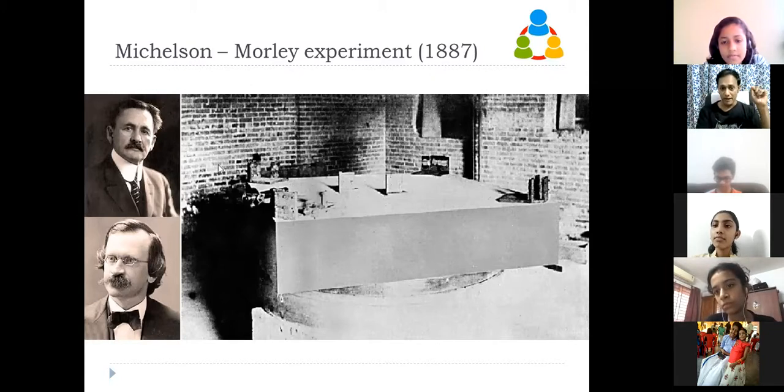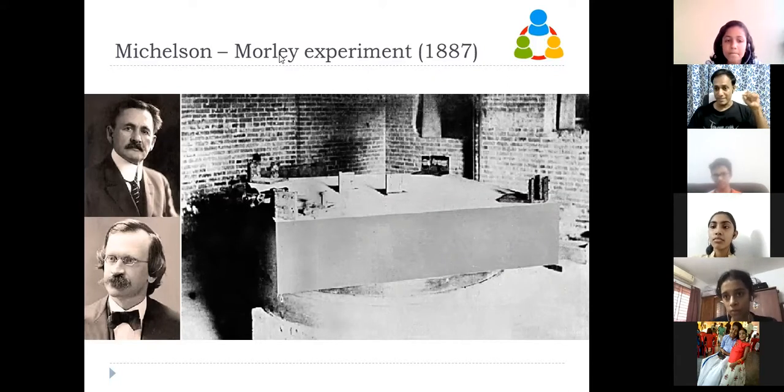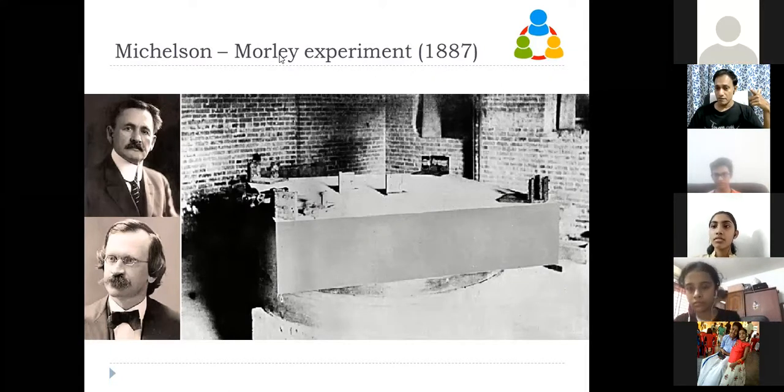So these two gentlemen, Michelson and Morley, very, very talented, important experimental scientists who had also won the Nobel Prize. They were very important for their experiment. So, you know what an experimental scientist is? When do we call someone an experimental scientist? Yes, a person who applies physics in experiments.